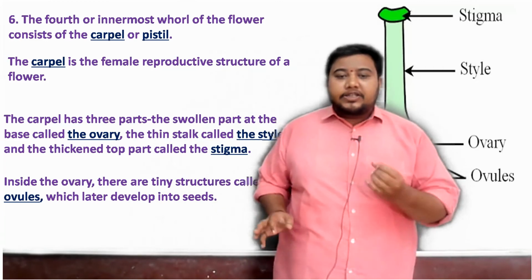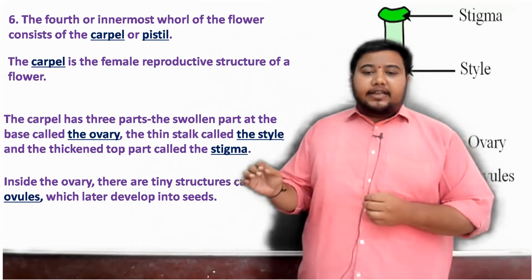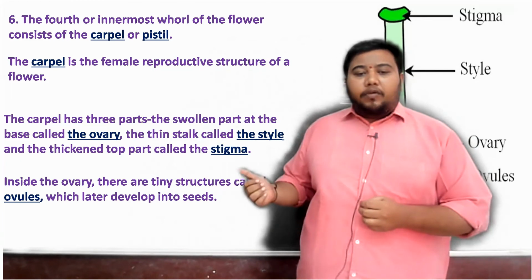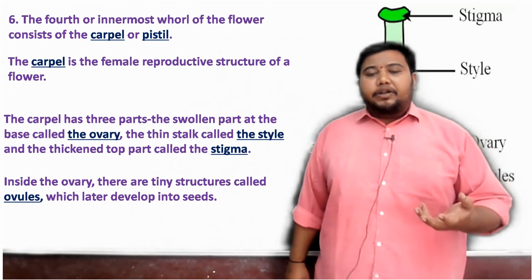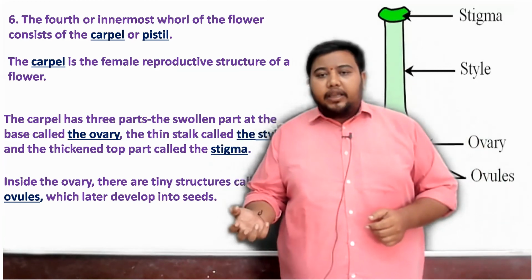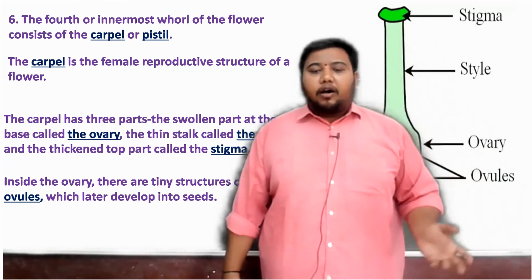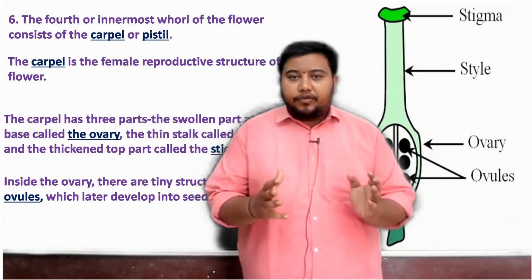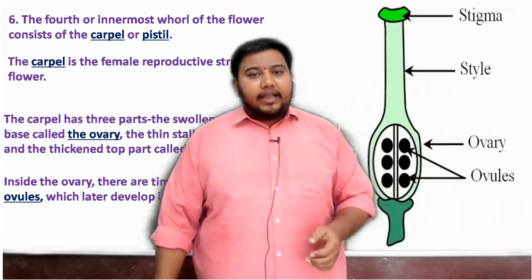Carpel has three parts: the swollen part at the base called the ovary, the thin stalk-like structure called the style, and the thickened top part called the stigma. Inside the ovary, there are tiny structures called ovules, which will later develop into seeds. When pollen grains enter the stigma and the ovary and come in contact with the ovules, sexual reproduction takes place, and the flower is converted into a fruit and the ovules are converted into seeds. That we will discuss next.